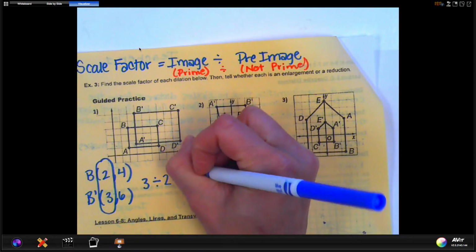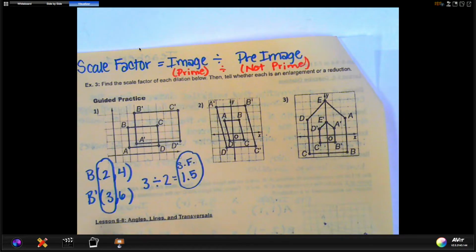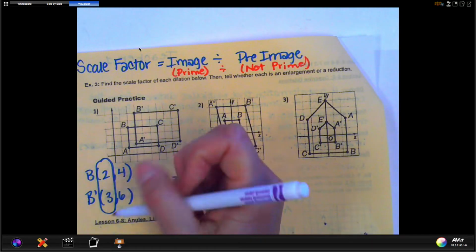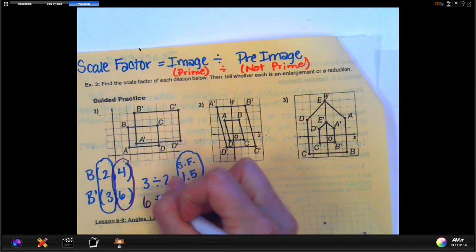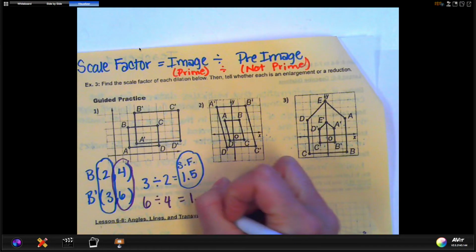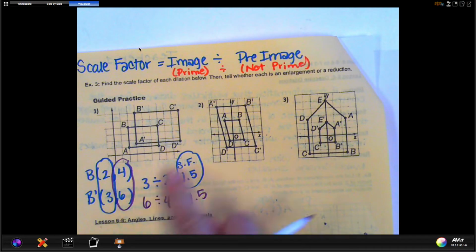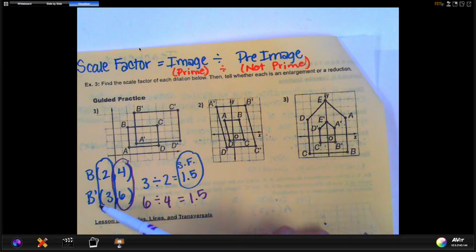Now, you'll notice that if I had done 6 divided by 4, I would have gotten the same thing, okay? So if I had done this one, 6 divided by 4, it's still 1.5. And in fact, I could have chosen any of the coordinates as long as I did my prime divided by my not prime, I will get the same scale factor, and I should. Okay, try another one. Let's try 2.